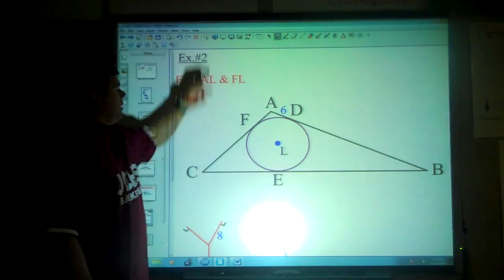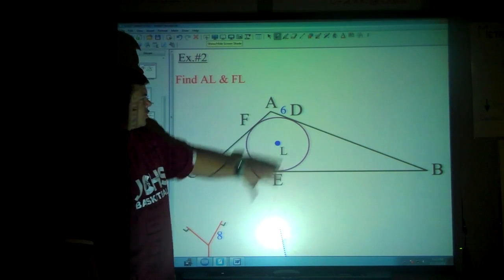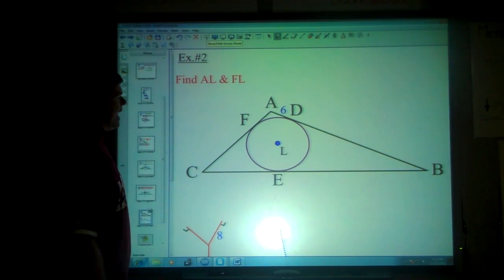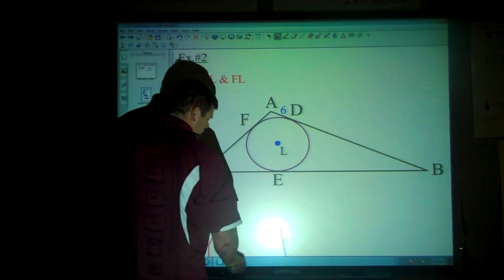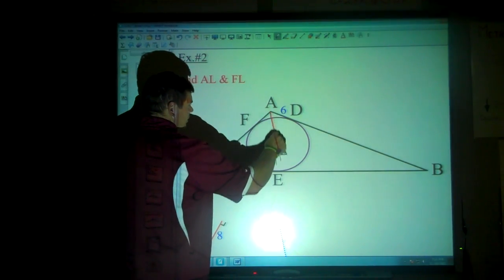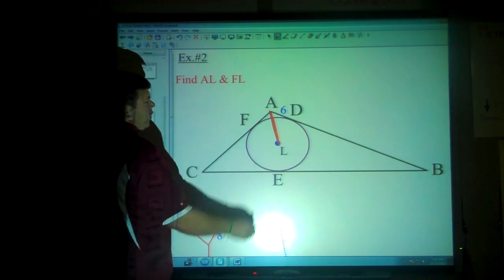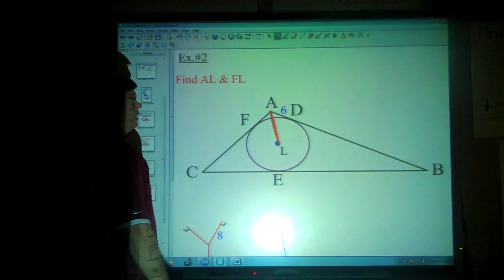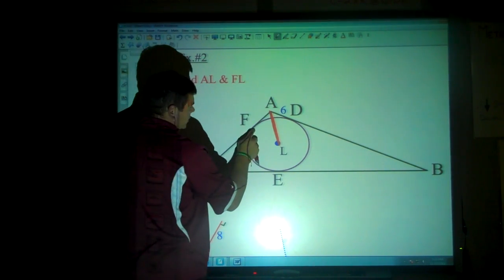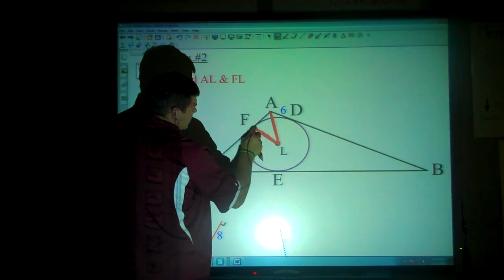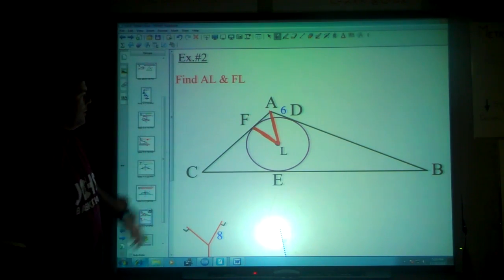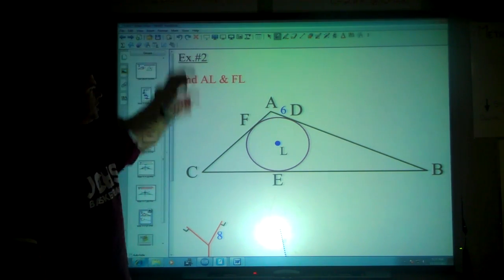Alright? If we had a problem like this, where we had a triangle with a circle inside, and we wanted to know the distance from A to L, A to L is this measurement right here. That's going from an angle to the center. And F to L is here. So what I've done is I've added some more information to help us think about this.